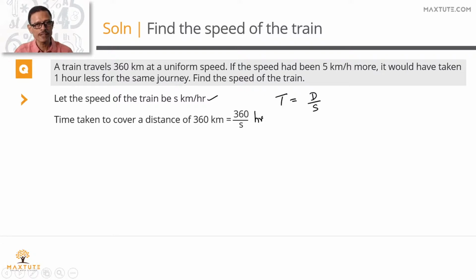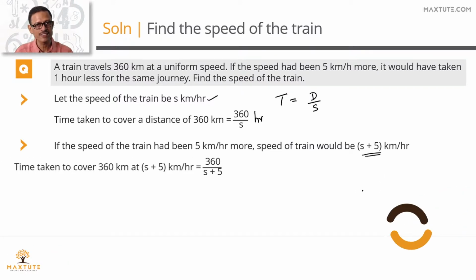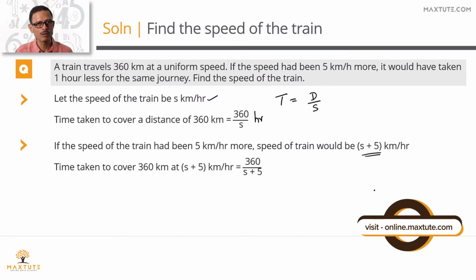Now they're saying if the speed were to go up by another 5 kilometers per hour, what will be the speed then? The speed in that instance is going to be s plus 5. What will be the time taken then? The time taken is going to be the same distance divided by the speed at this instance, which is s plus 5. So time taken to cover 360 kilometers at s plus 5 kilometers per hour will be equal to 360 by s plus 5.